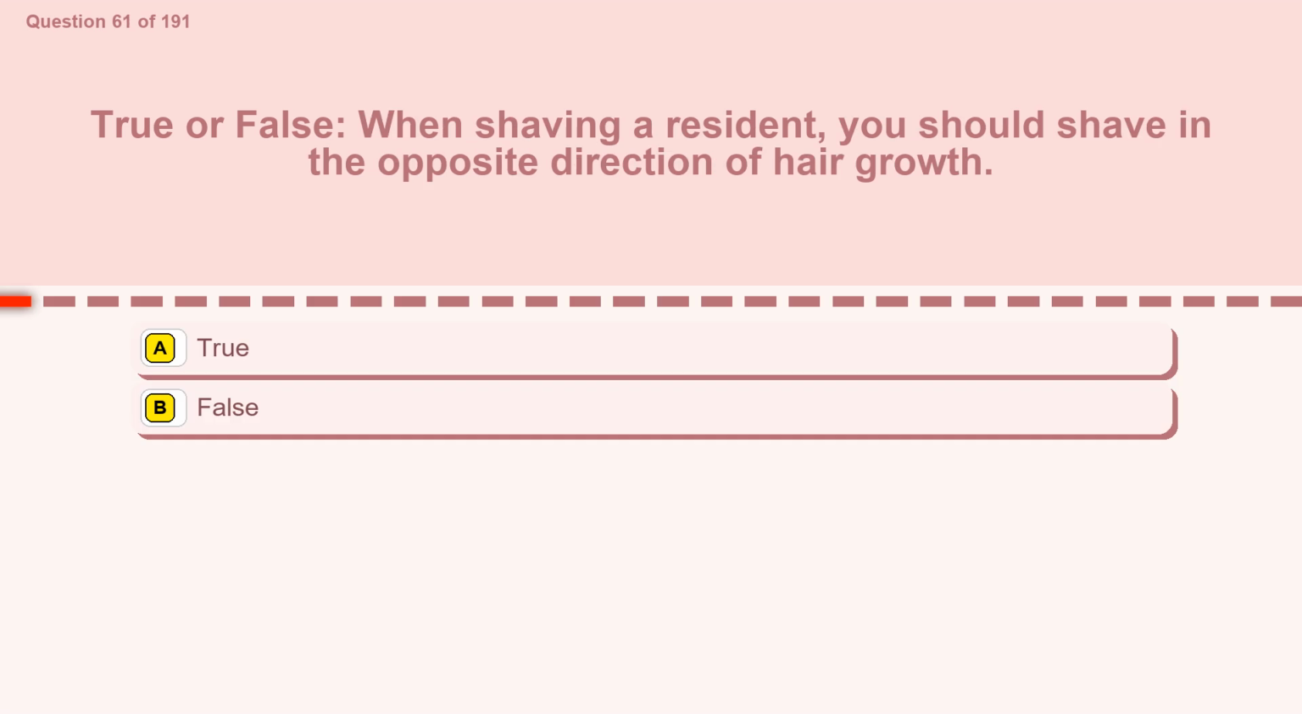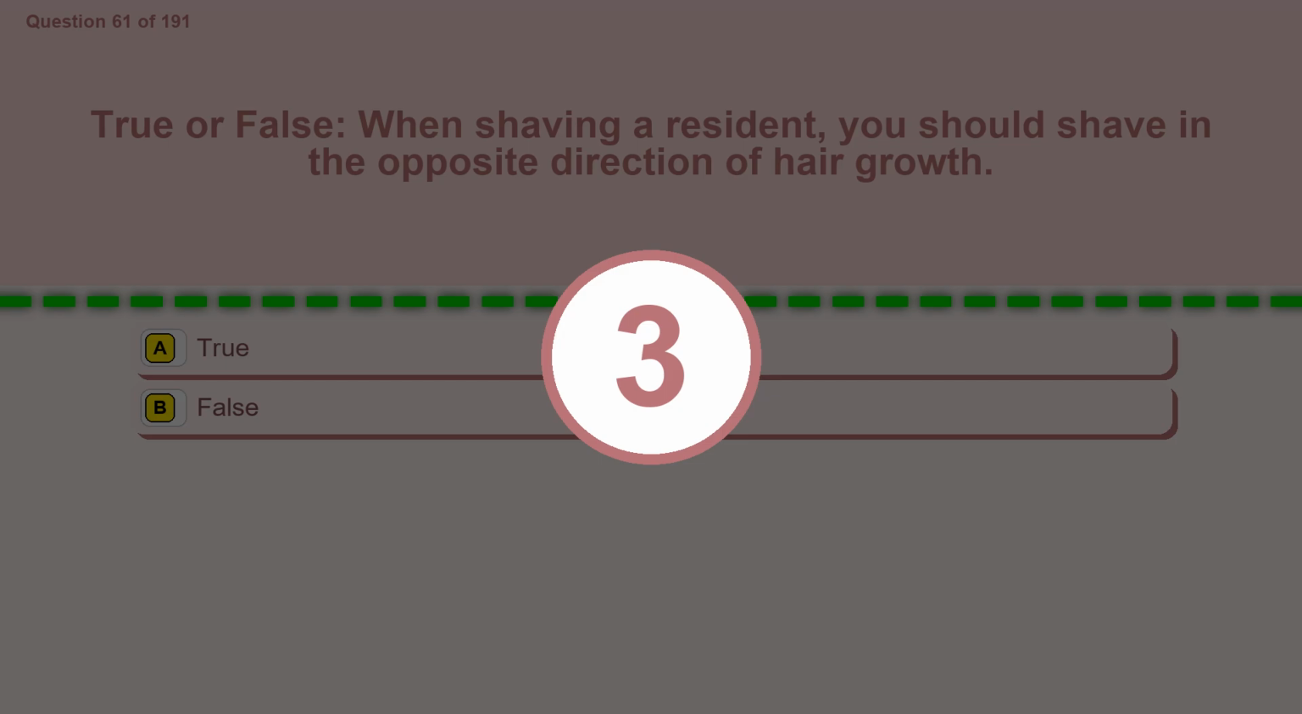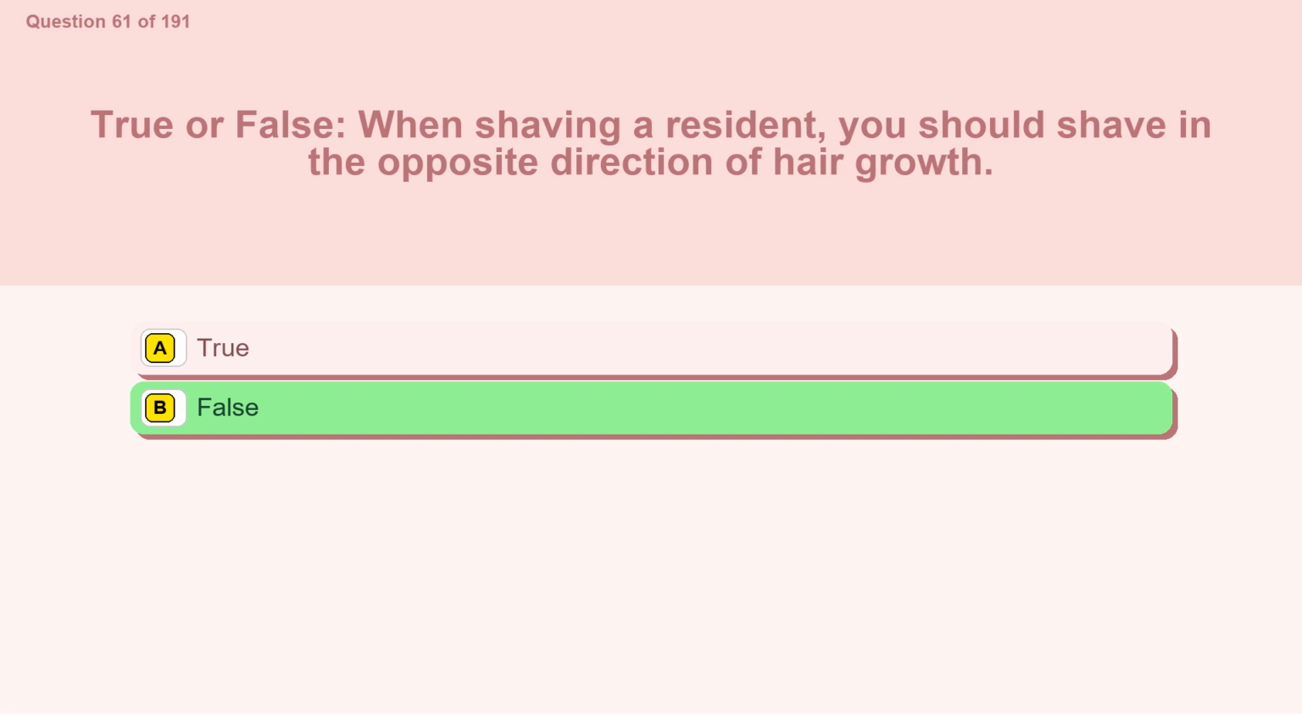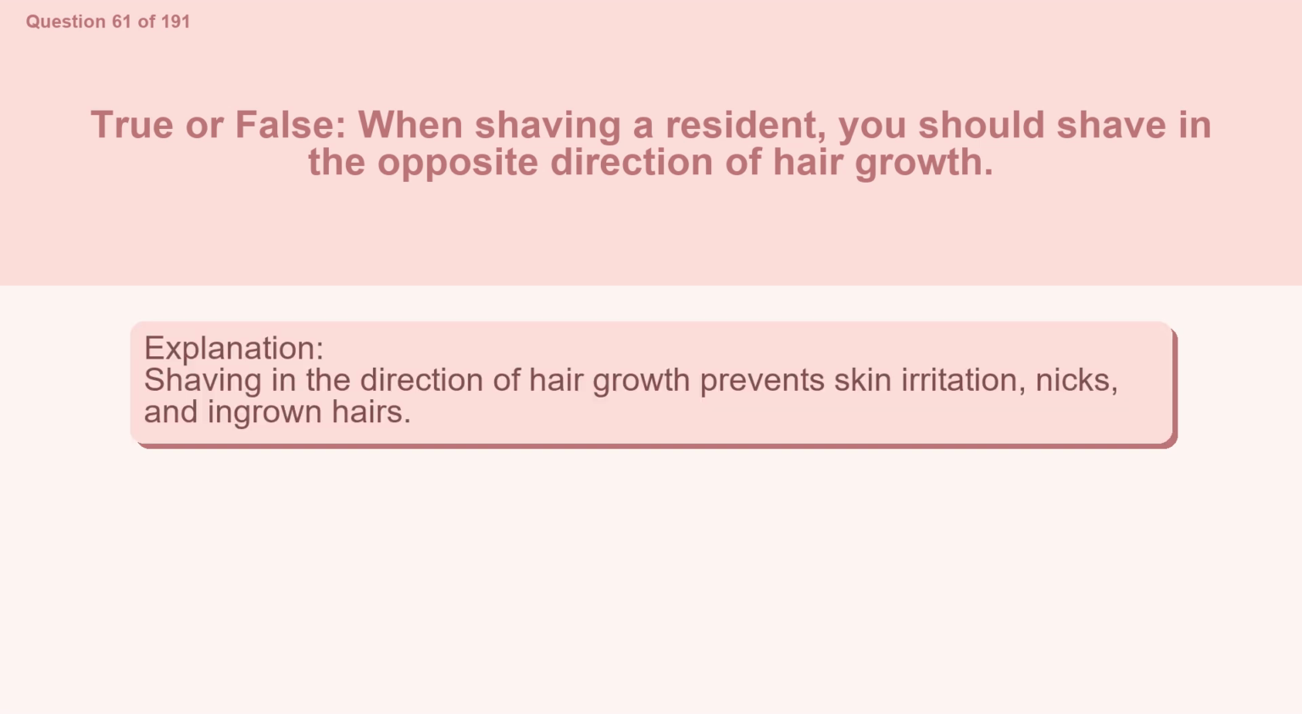Question 61. True or false, when shaving a resident, you should shave in the opposite direction of hair growth? Option A, true. Option B, false. The correct answer is option B, false. Shaving in the direction of hair growth prevents skin irritation, nicks, and ingrown hairs.